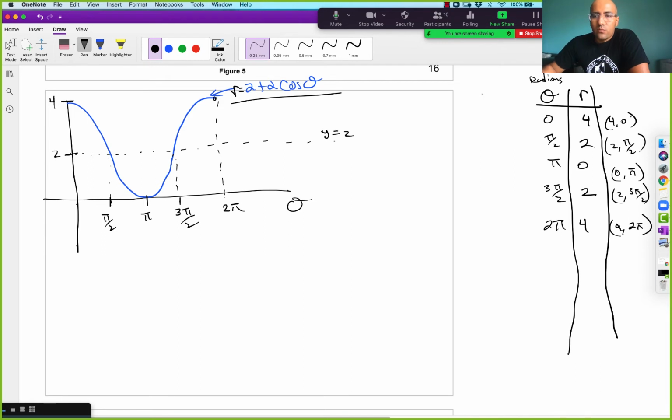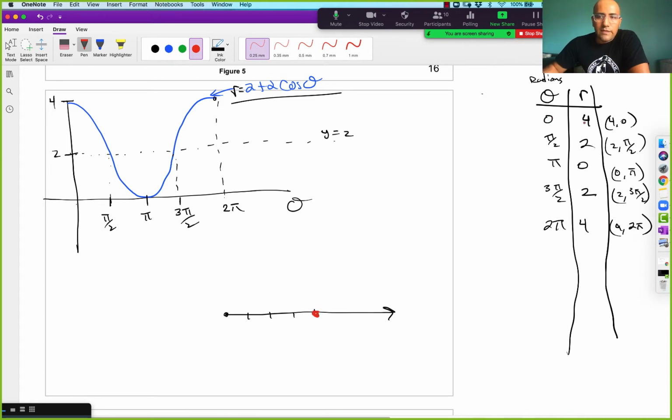So we have at least 1, 2, 3, 4, 5 different points that we can graph into a polar grid. So now if we go over to a polar grid, here is my polar axes. We have 4 comma 0, 4 units. Okay, so we go 1, 2, 3, 4 units. Okay, so here's the first one.